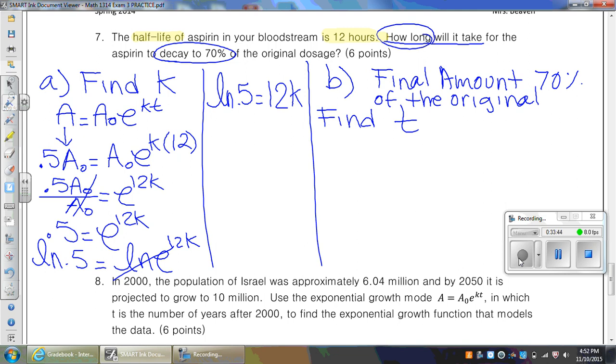Now, from here, do not calculate the natural log of 0.5 yet. It will just be ln of 0.5. What is the 12 doing to the k? Multiply, so we're going to divide. Now, from here, you will get an approximation. Can someone with a calculator do that for me, please?